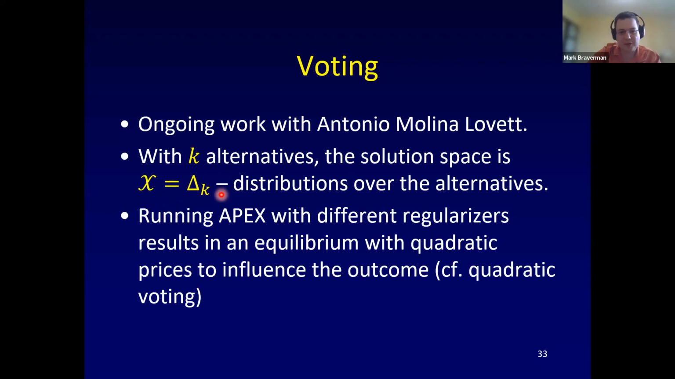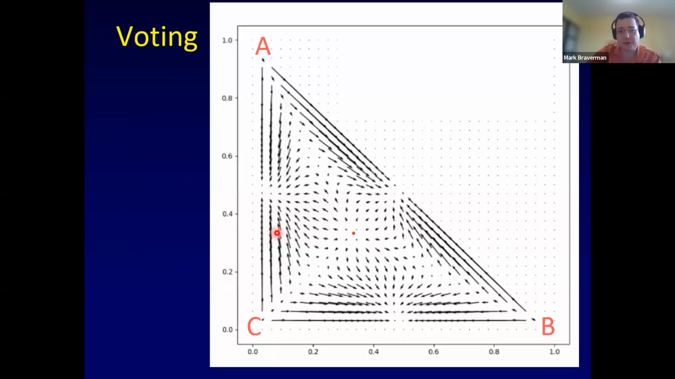So here the outcome space would be distribution space, and you can take this apex algorithm as a black box, and it actually gives a meaningful outcome. What you get is some kind of quadratic voting. Basically the equilibrium that you get at the end is somewhere in the space of probability distributions. There could be multiple equilibria, and this is consistent with impossibility results and so on.